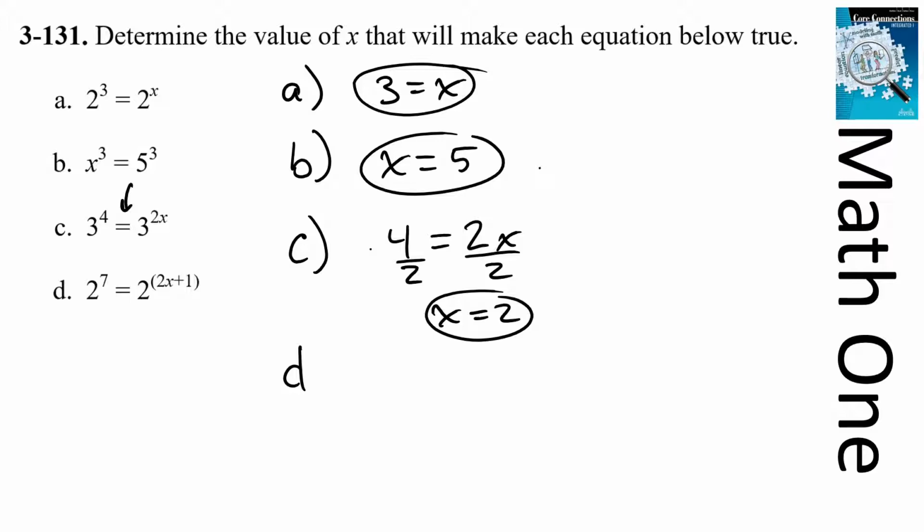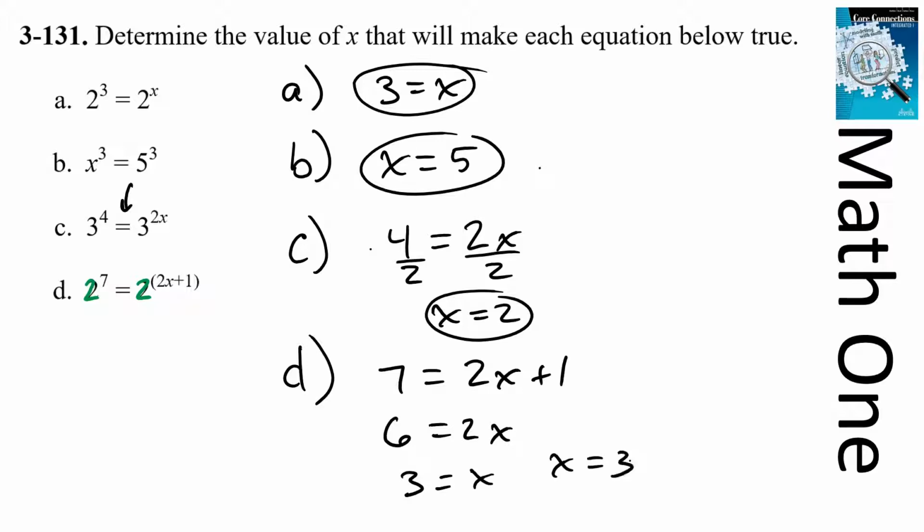And then the final one, D, you can see we already have equal bases. They both have a base of 2. And the only way that this can be true is if 7 is the same thing as 2x plus 1. We take away 1 from both sides, and we get that 6 is equal to 2x. And then when I divide by 2, 3 is x, or x must equal 3. So when x is 3, this is true because both sides would become 2 to the 7th power.